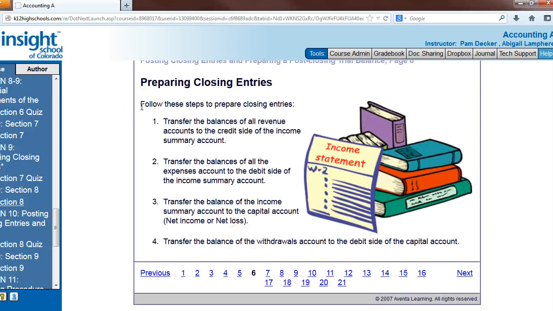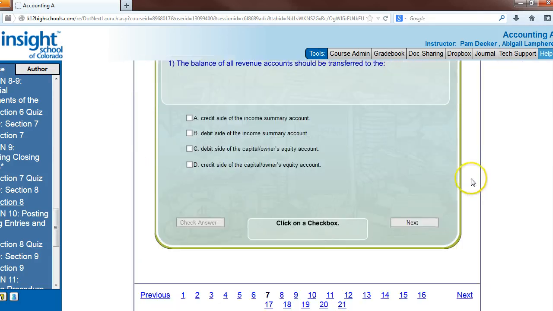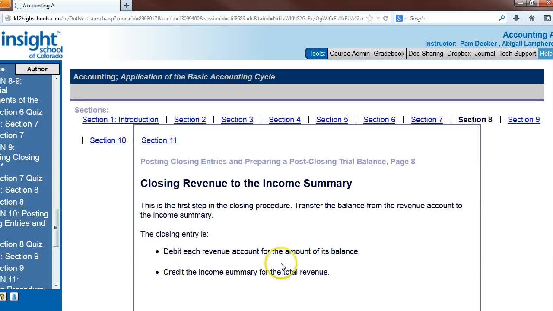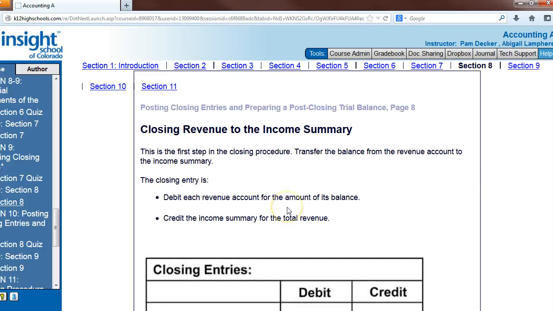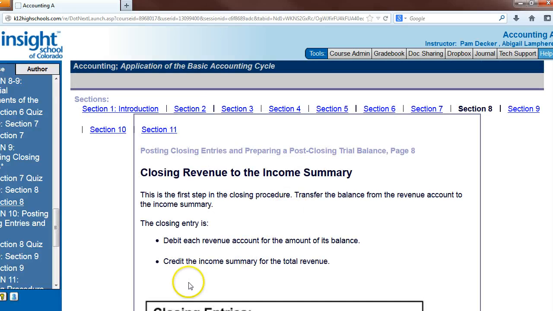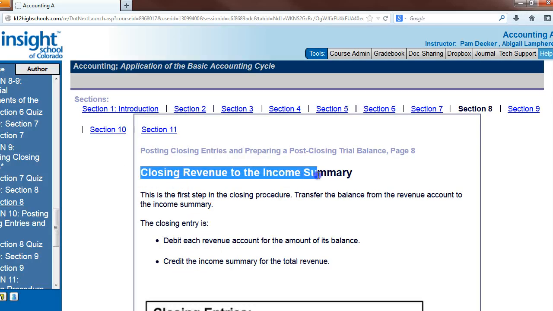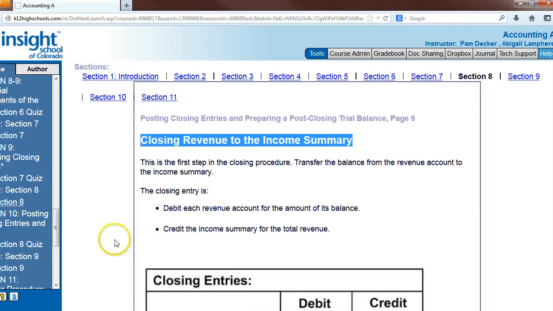With preparing closing entries, we're going to follow these steps. Transfer the balances of all revenue to the credit side of the income summary. Transfer the balances of the expenses to the debit side of the income summary. And then transfer the balance of the income summary to the capital account. Whether it's net income or net loss, we'll be able to tell on our income summary. So with this video, I just wanted to talk about the income summary account. In the next video, we're actually going to demonstrate how to close these accounts to income summary.